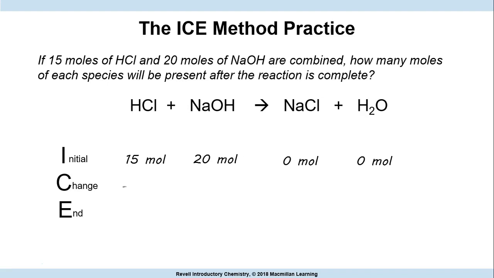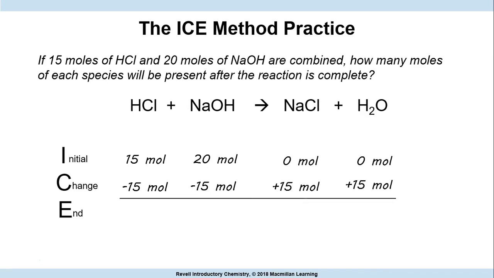So, for the change, all the 15 moles of hydrochloric acid will react. This will react with 15 moles of sodium hydroxide as well because they react in the ratio 1:1. And that will form 15 moles of sodium chloride plus 15 moles of water. Now at the end, what is left?